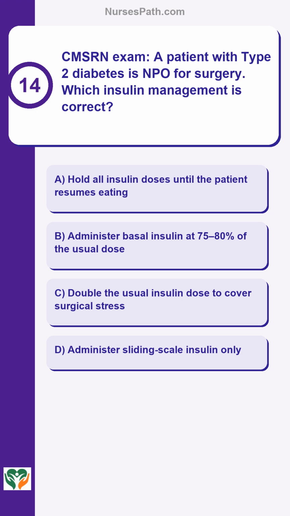Question 14. CMSRN exam. A patient with type 2 diabetes is NPO for surgery. Which insulin management is correct? Hold all insulin doses until the patient resumes eating. Administer basal insulin at 75 to 80% of the usual dose. Double the usual insulin dose to cover surgical stress. Administer sliding scale insulin only.